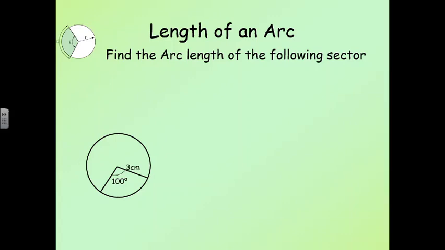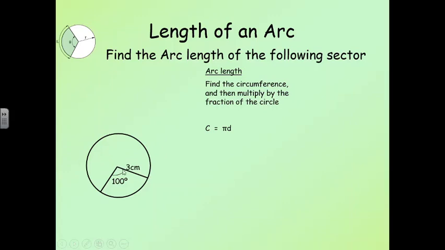So if we look at this circle here, we want to find the arc length of the following sector. So we want to find this length right here. Now, we know that we need to find the circumference and then multiply it by the fraction of the circle. So circumference, we know, is pi times diameter. Okay? We know the diameter. If the radius is 3, the diameter would be double that, so it's going to be pi times 6. Put that in our calculator, and we get 18.85, and it keeps going.